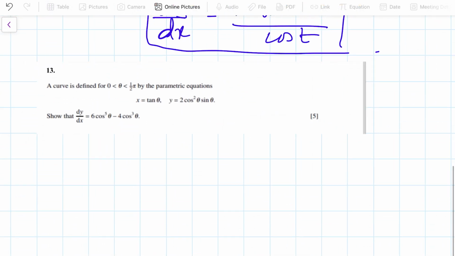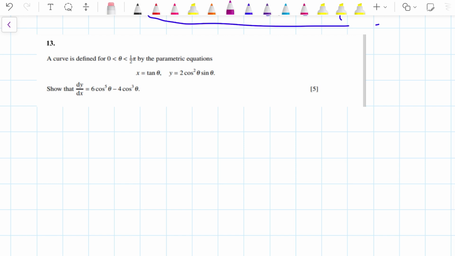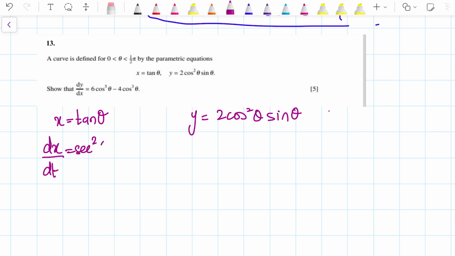A curve is defined by the parametric equation x is equal to tan t. If you want to understand the basics of differentiation, that is how do we differentiate trigonometric functions, exponential, log, then for that you need to review the basics of differentiation video. Y is equal to 2 cos square theta sine theta. Now how do we differentiate tan theta? The differential of tan theta is sec square theta.